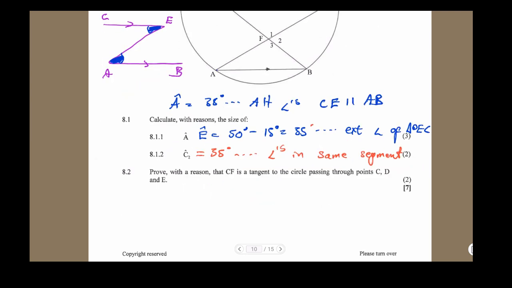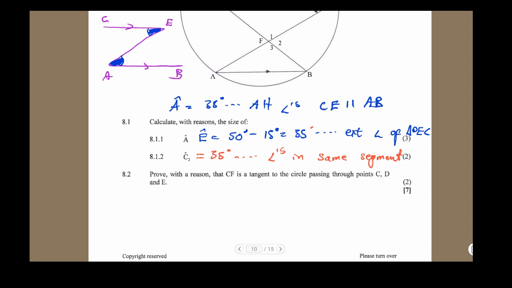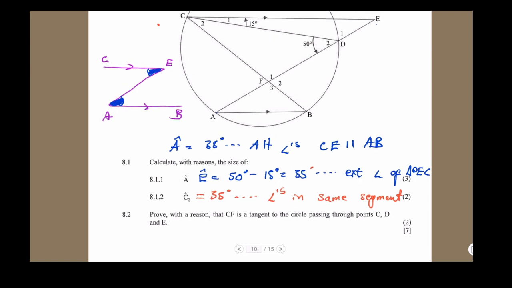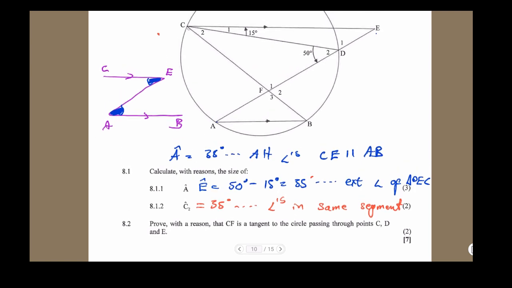Here actually we'll just collect the free marks. And then we have this one here, which is 8.2. It says prove with a reason that CF is a tangent to the circle passing through points C, D, and E. CF, where's CF? Okay, this is CF, the tangent to the circle passing through points C, D, and E.